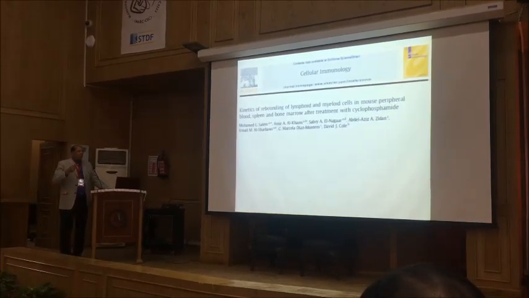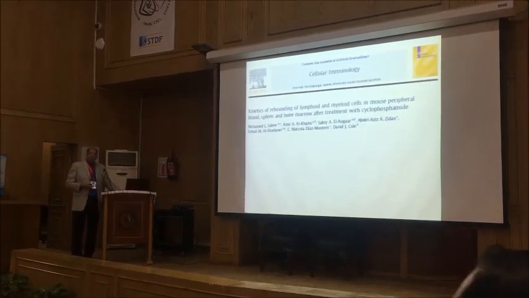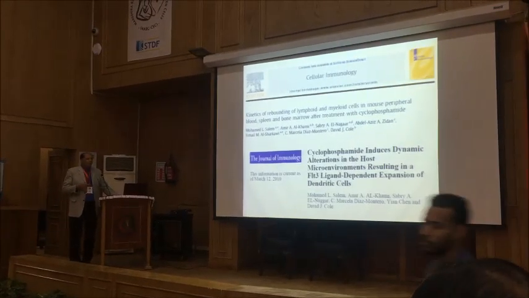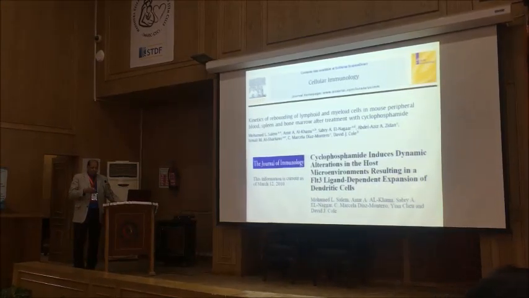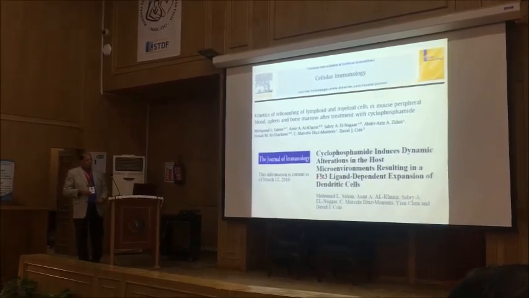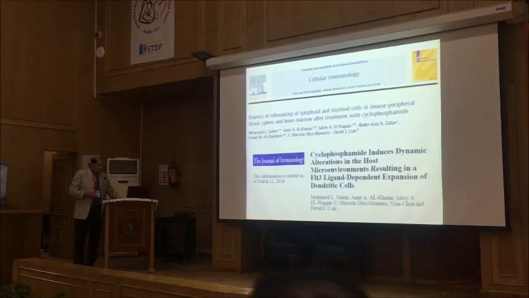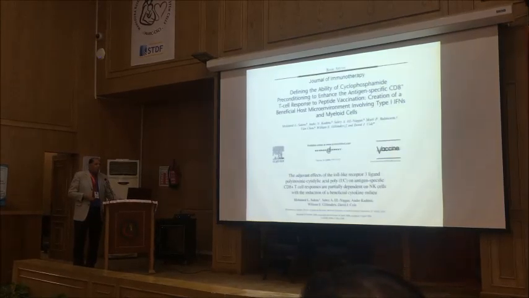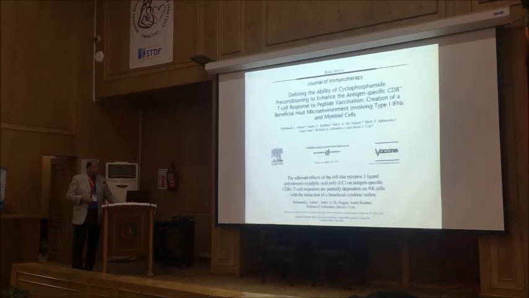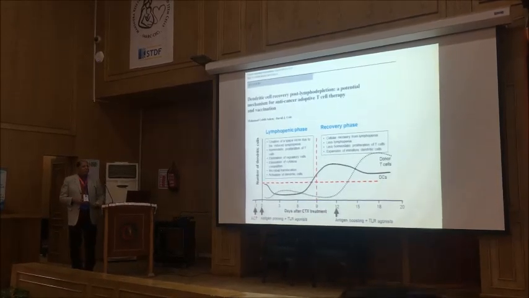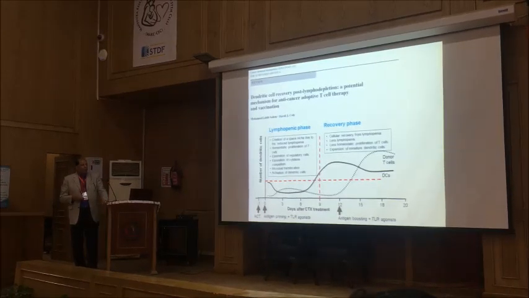Then we came to another series of publications on the kinetics of rebounding of lymphoid and myeloid cells, and then the dynamic alteration and the molecular mechanism. We determined the very important role of the FLT3 ligand, which mobilizes stem cells from bone marrow to peripheral blood. Then we used the toll-like receptor agonist, as I mentioned, to enhance the tumor microenvironment, and we published one very nice article that has been cited many times.